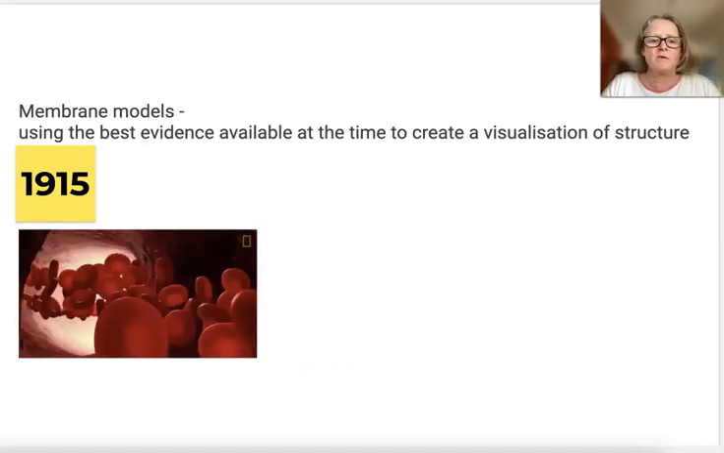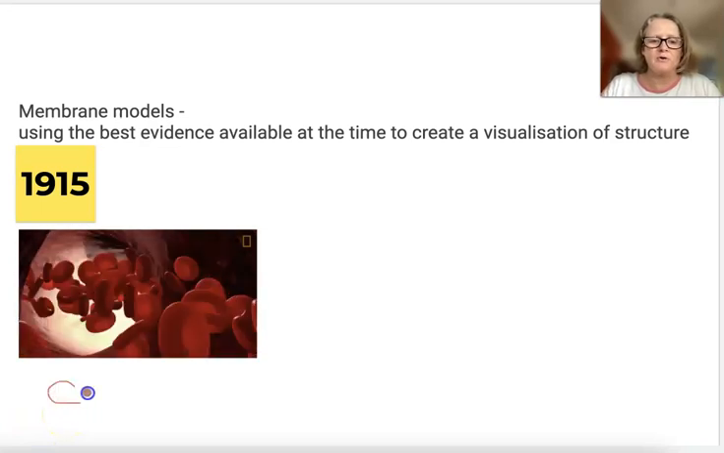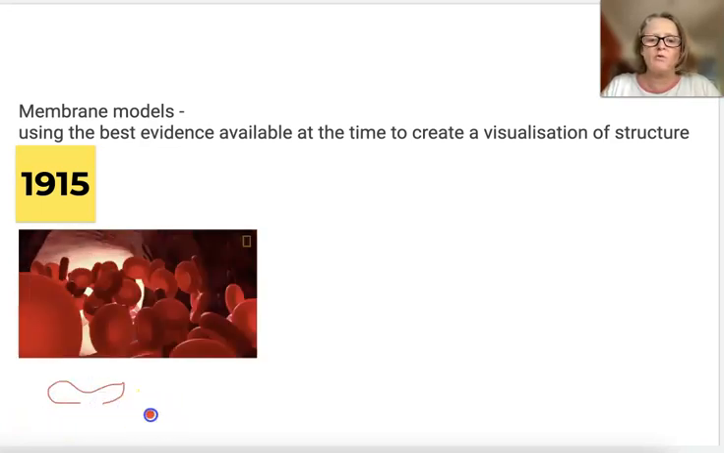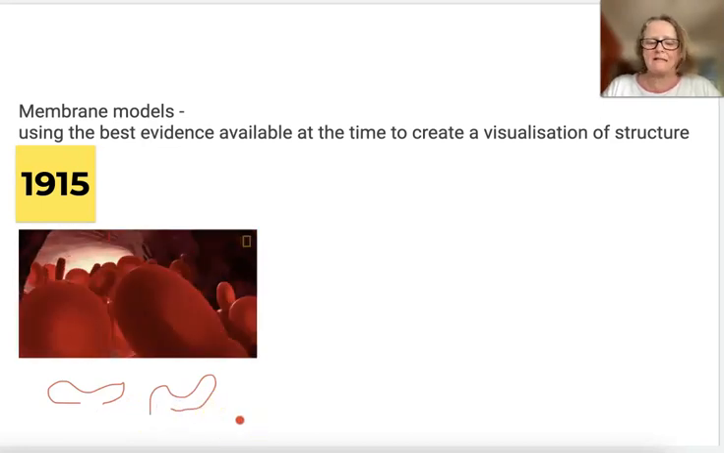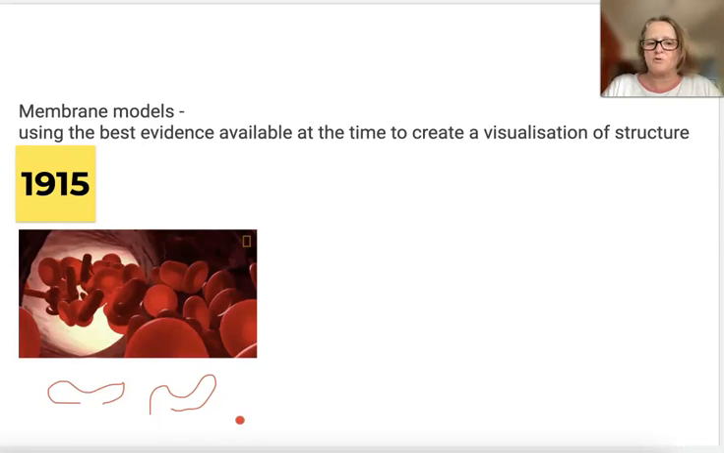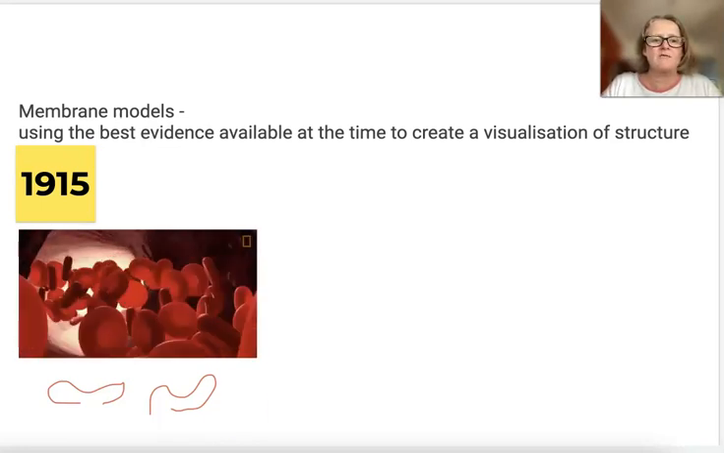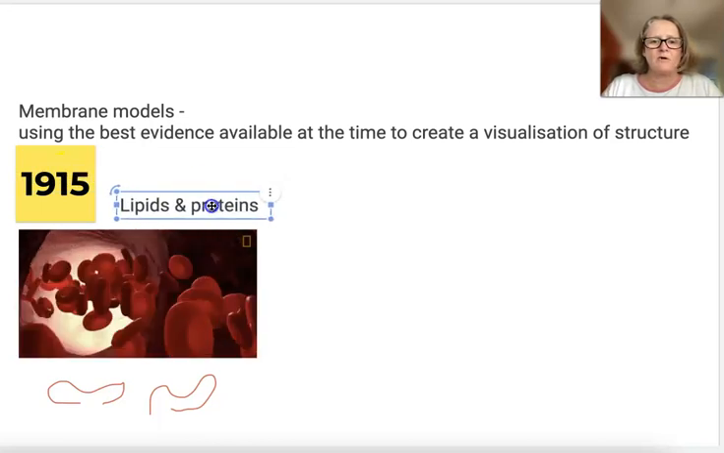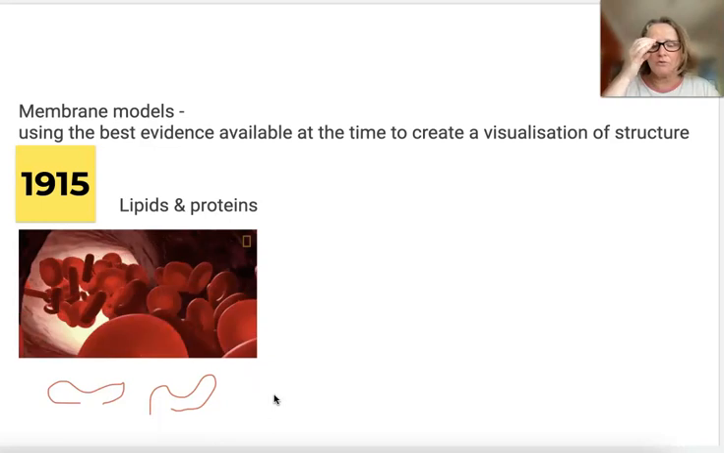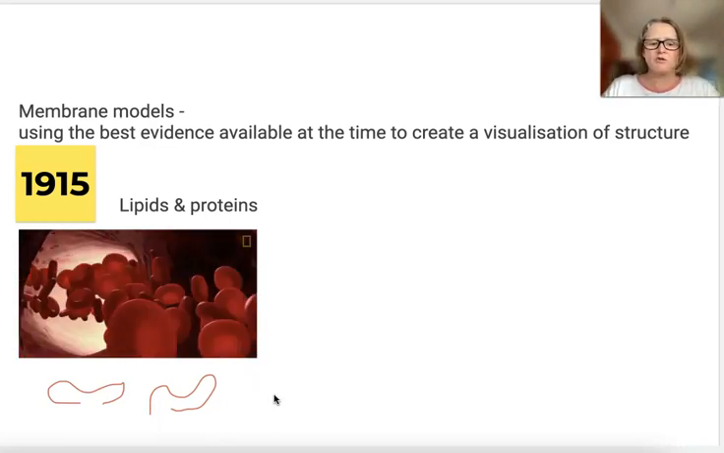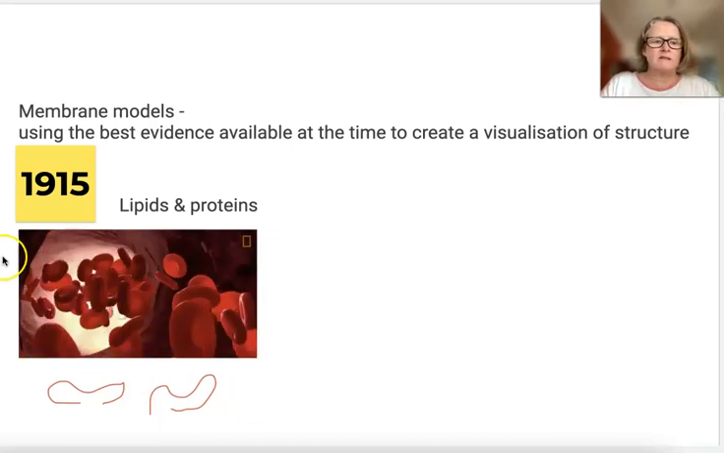So you can take a red blood cell sample and you can burst open the red blood cells. So all you are left with is the membrane. And this is great because it gives you lots of membrane to analyze. And when they analyzed this membrane, they discovered that membranes were made of lipids and proteins. So lipids are fat molecules and proteins are strings of amino acids. So that was where they were at in 1915.